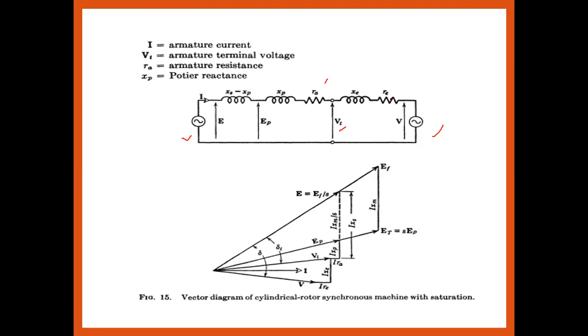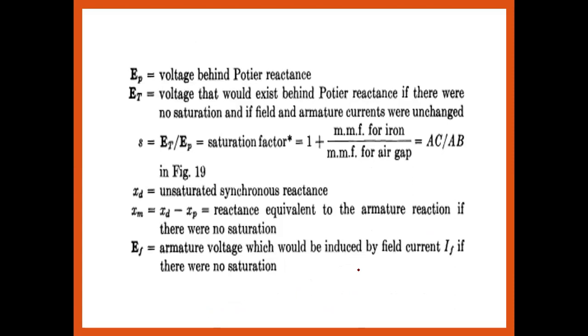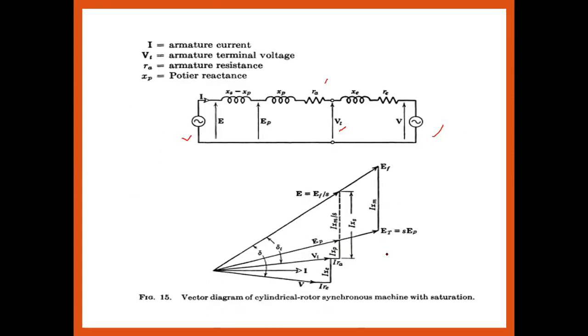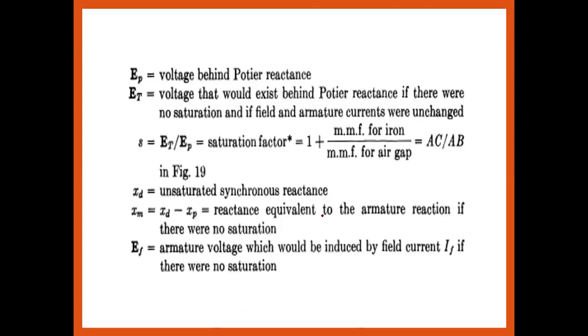And R is nothing but the external reactance that should be connected. Okay, so how to find the value of the equivalent reactance by using this vector diagram of the cylindrical rotor machine with a saturation effect, in which we observe EP. The value of EP is nothing but the voltage behind the Potier reactance, that we all know.